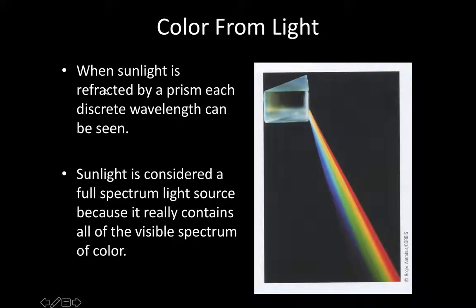When sunlight is refracted by a prism, each discrete wavelength can be seen. This is something that Isaac Newton figured out. Sunlight is considered a full spectrum light source because it really contains all of the visible spectrum of color. These same colors were what we saw in that chart of the visible spectrum.